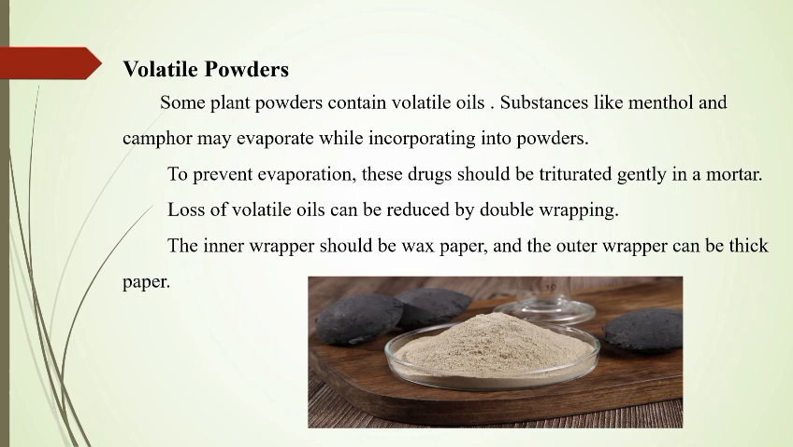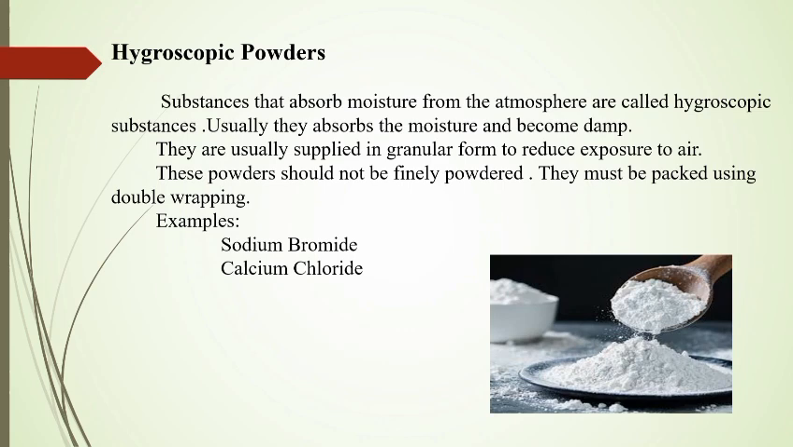Next, we are going to see about hygroscopic powders. Hygroscopic powders are substances that absorb moisture from the atmosphere and become damp. Usually, the examples of hygroscopic powders are sodium bromide, calcium chloride, etc. The problems faced during dispensing of hygroscopic powders are that the powder becomes sticky and it also shows poor flow property. The method used for dispensing of hygroscopic powders involves supplying powders in granular form, and they are not to be finely powdered. The packing involves double wrapping to prevent moisture absorption.